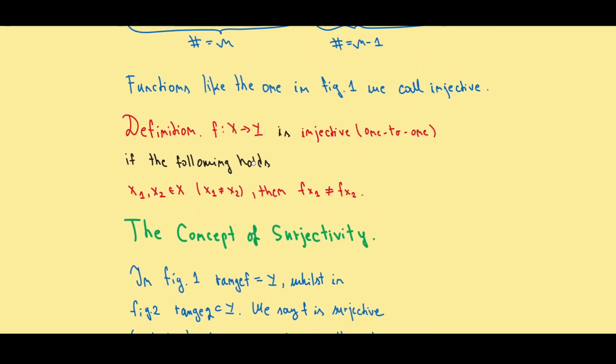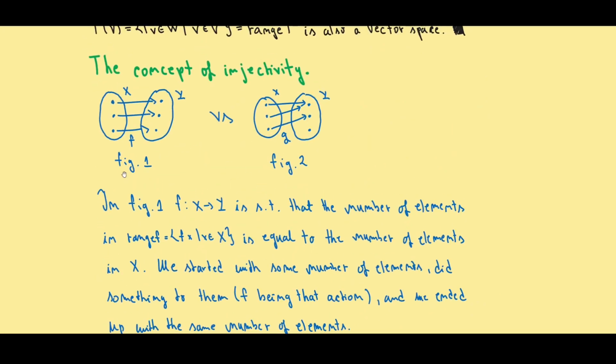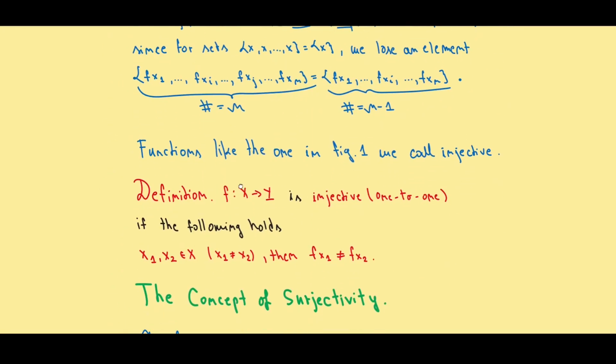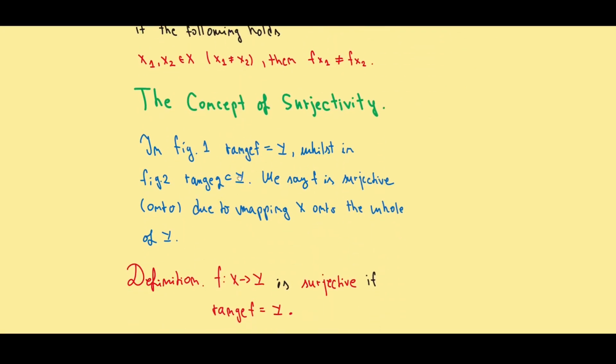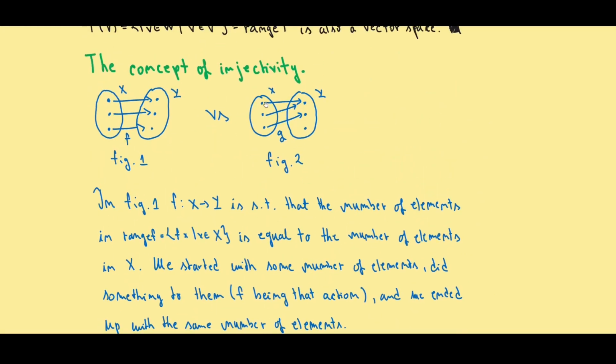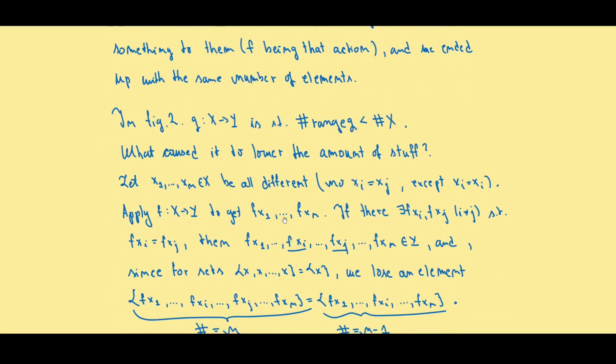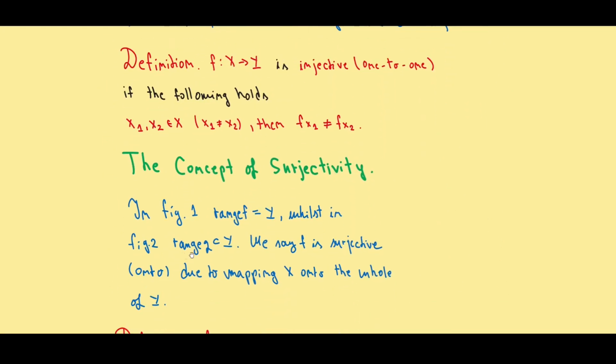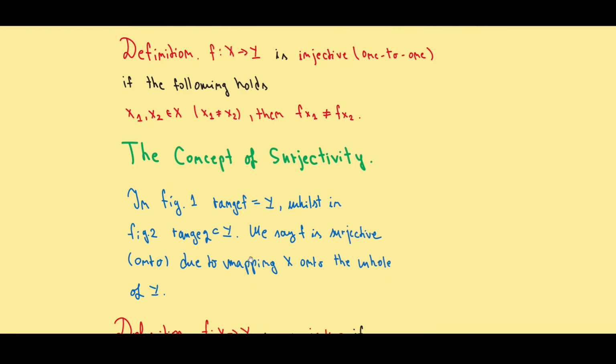So in figure 1, this x gets mapped to y. So the range of f is equal to y. Whilst in picture 2, let's go back to picture 2, the range is these two points. We don't get this point. This point is in y, so the range is a proper subset of y. So here, the range of q is a proper subset of y.